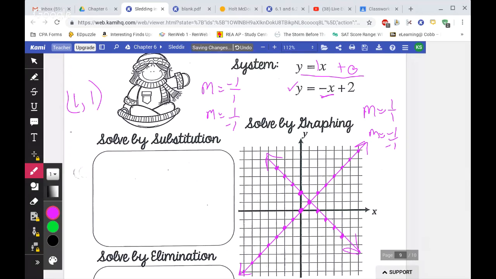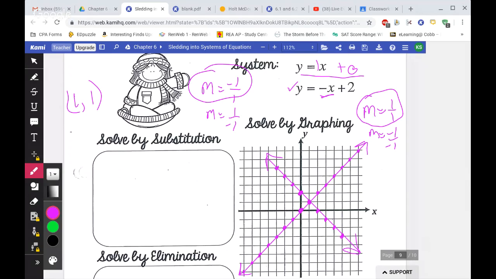I also want to point out something else to you just as a reminder. 1 and negative 1 are reciprocals. They're actually opposite reciprocals of each other. So these are special lines in that they're also perpendicular, because lines that are parallel have the same slope and lines that are perpendicular have opposite reciprocals of each other. That was chapter 4, I believe, but you will also have that a lot in geometry. Very, very important thing to remember. Parallel lines have the same slope. Lines that are perpendicular have opposite reciprocal slopes.